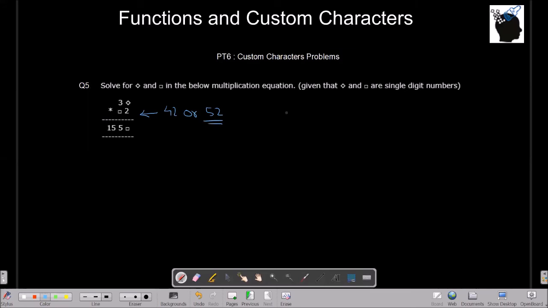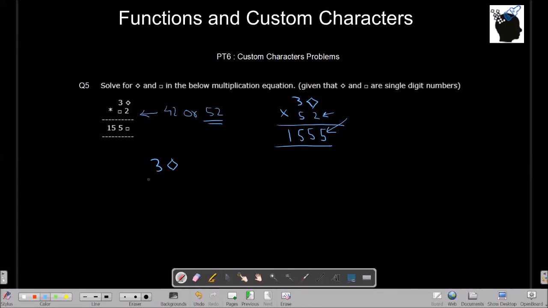Let's try with 52 first. So we have 3 diamond multiplied by 52 and it gives us 1555. Now to multiply 2 with some number to get 5 as the unit digit, we know that is not possible because 2 is already an even number and 2 multiplied by something can never give us an odd number. So 52 is not possible. So let's try with 42.